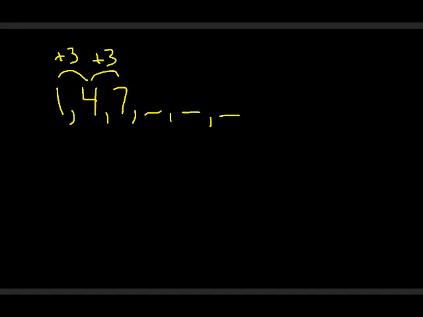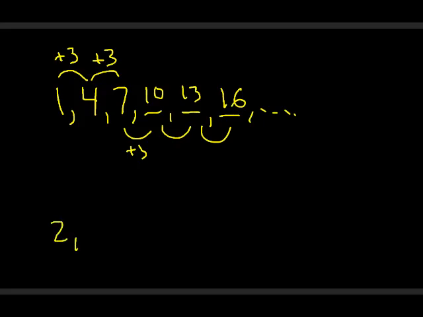So if I'm going to do 7 plus 3, that's going to be 10. If I'm going to add 3 again, that's going to be 13. Adding 3 again, I'm going to get 16. And so on. They keep going. Let's take a look at another. How about this one? 2, 4, 8. And it keeps going. I'd like you to try to figure out the next 3 in that.